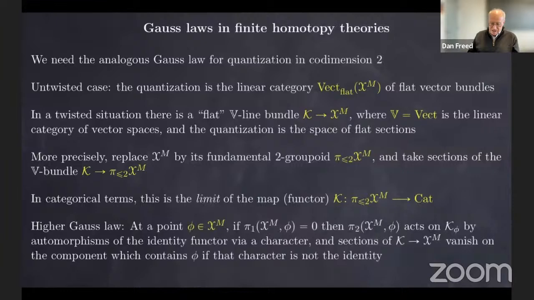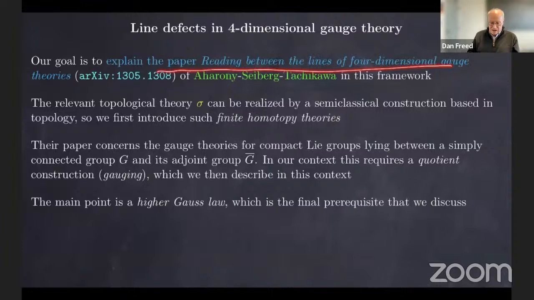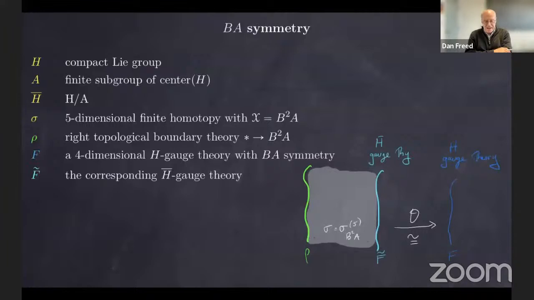So now let me at least give you just the raw setup in the context of their paper. It's this example again, where you have a compact Lie group and a finite subgroup of its center, and we'll call H bar the quotient group. We're presenting some H gauge theory, which has this BA symmetry. We're presenting it as this sandwich on the boundary of this five-dimensional gerbe theory, where what goes here is the corresponding gauge theory for the quotient group, and what goes here is the regular boundary theory, which I told you has this semi-classical avatar, so we can compute with it.